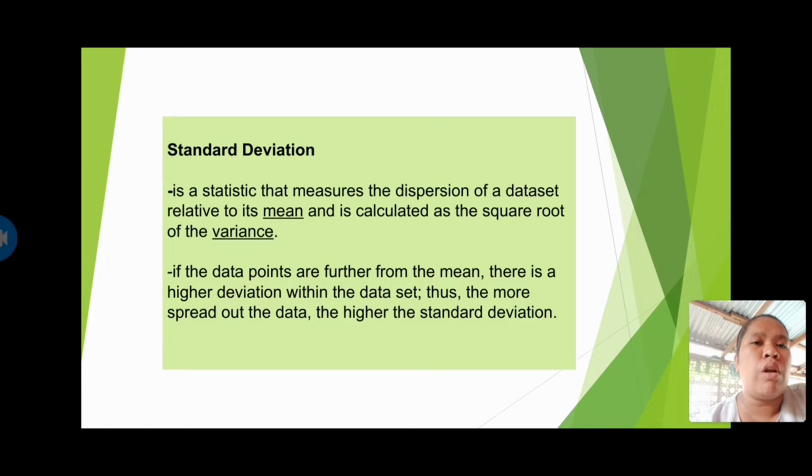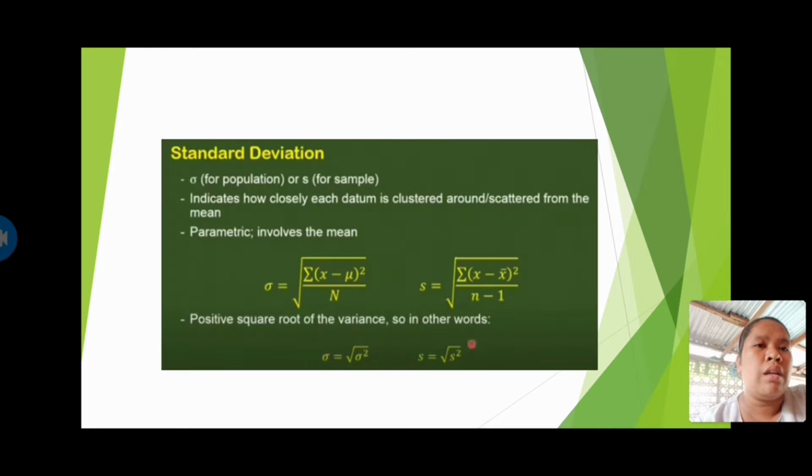Standard deviation. Standard deviation is a statistic that measures the dispersion of a data set relative to its mean, and it's calculated as the square root of the variance. If the data points are farther from the mean, there is a higher deviation within the data set. Thus, the more spread out the data, the higher the standard deviation. So we also have two formulas for standard deviation for ungrouped data.